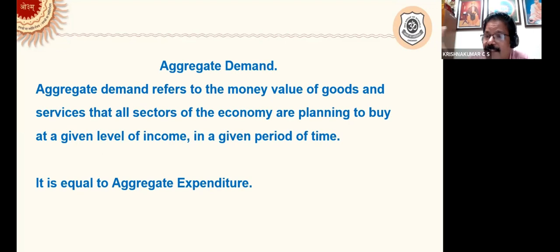So these are the 4 sectors. Each of these sectors will demand. Say, for example, households will demand goods and services, consumption demand by the households. Firms will have investment demand. They want to buy machines, tools, equipments, etc. Government will demand both the consumer goods as well as capital goods. Import and export will form our external sector demand. So the money value of all the goods and services which all these 4 sectors are planning to buy, we call it ex-ante concept.